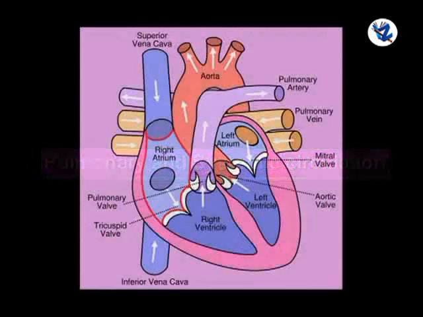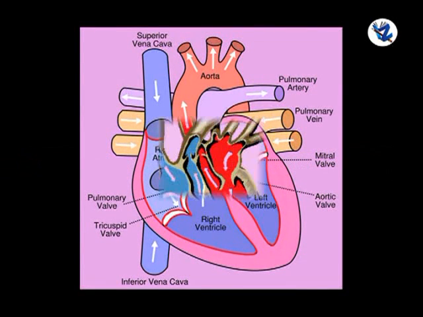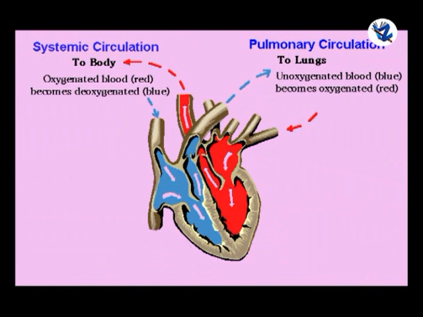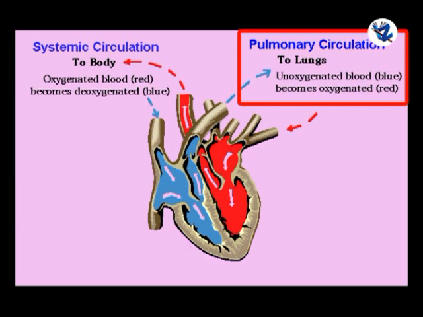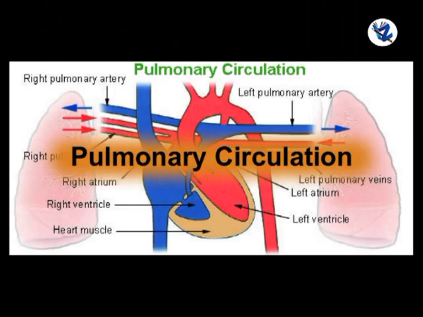Pulmonary and systemic circulation. The human heart is 4-chambered and shows double circulation. The blood follows 2 routes, pulmonary and systemic. The circulation between heart and lungs is pulmonary, while between heart and body organs is systemic circulation.